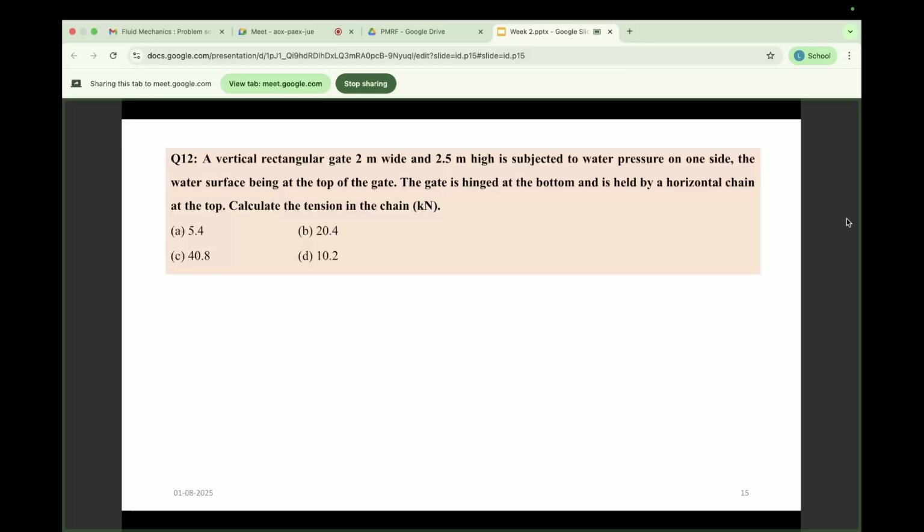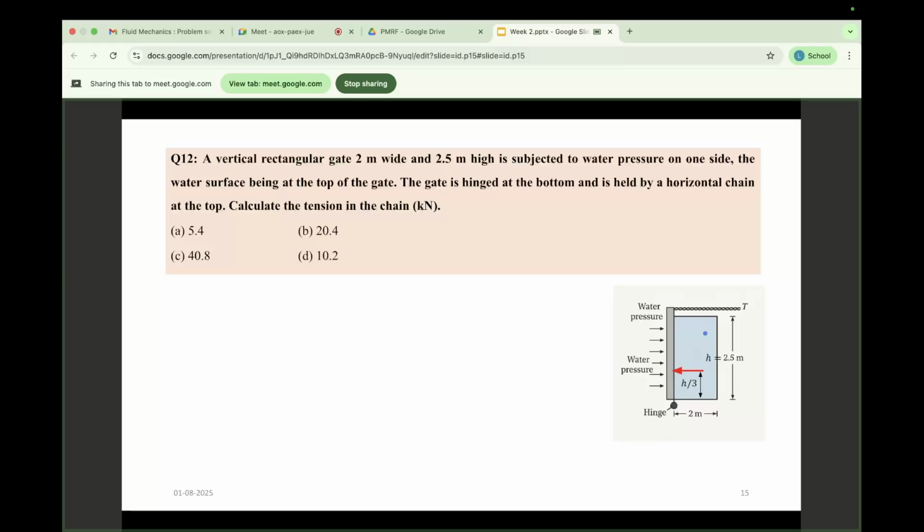In this question it is given a vertical rectangular gate 2 meter wide and 2.5 meter high is subjected to water pressure on one side. The water surface being at the top of the gate, it is hinged at the bottom and is held by a horizontal chain at the top. So for your visualization purpose I have shown these images here. I think these images are clear to you. It's like a dam.